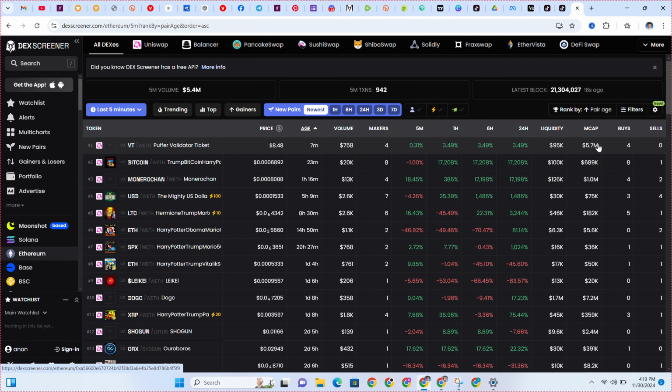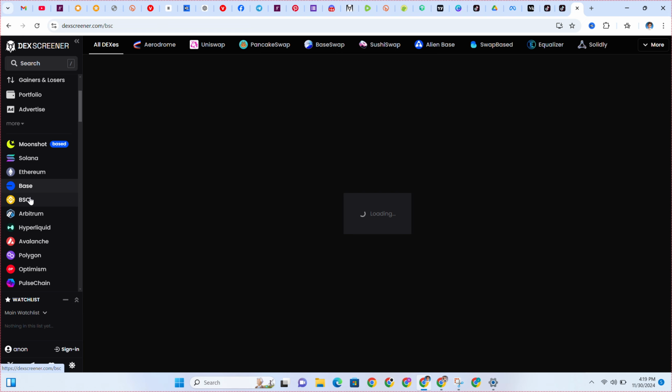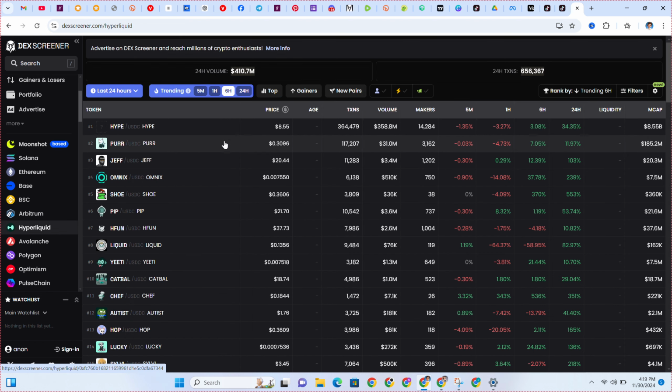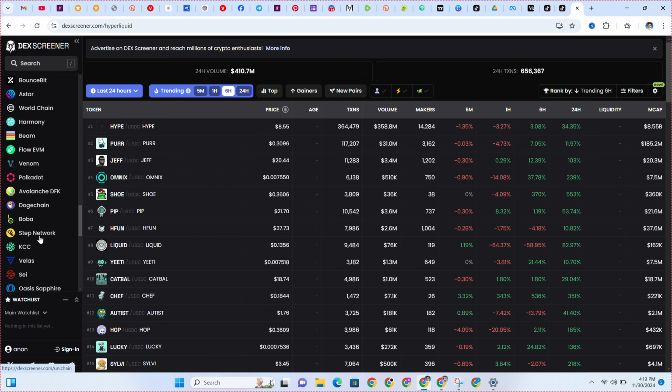And you can still do this for any chain you want. It can be on Base, on BSC, on Arbitrum, on Hyperliquid. Hyperliquid launched a few days ago, so there's a whole lot of volume entering Hyperliquid at the moment. So if you see, this token currently is $8. These are tokens that are launched on Hyperliquid with this market capitalization. There are a whole lot of blockchains right here.